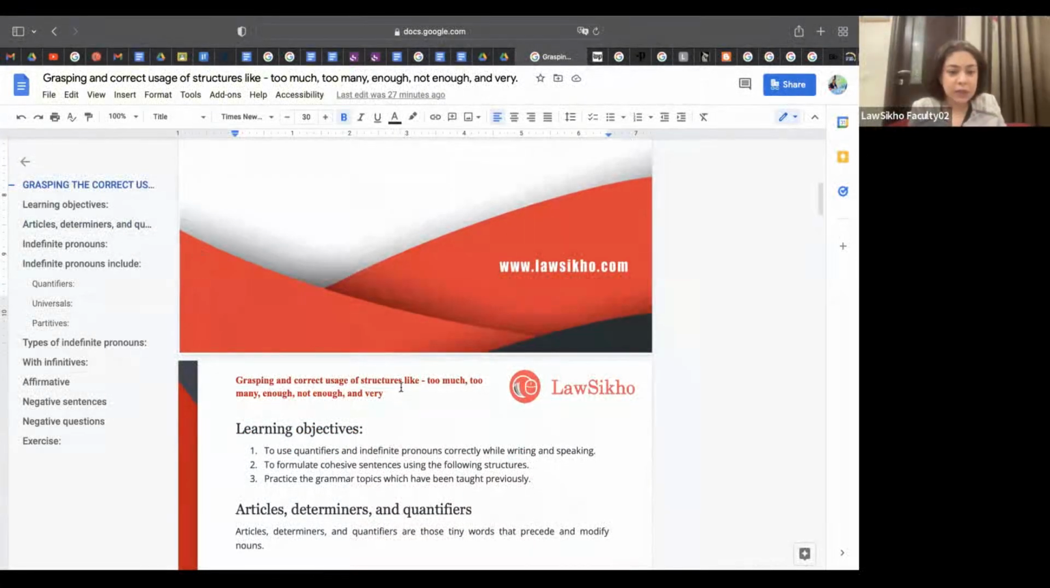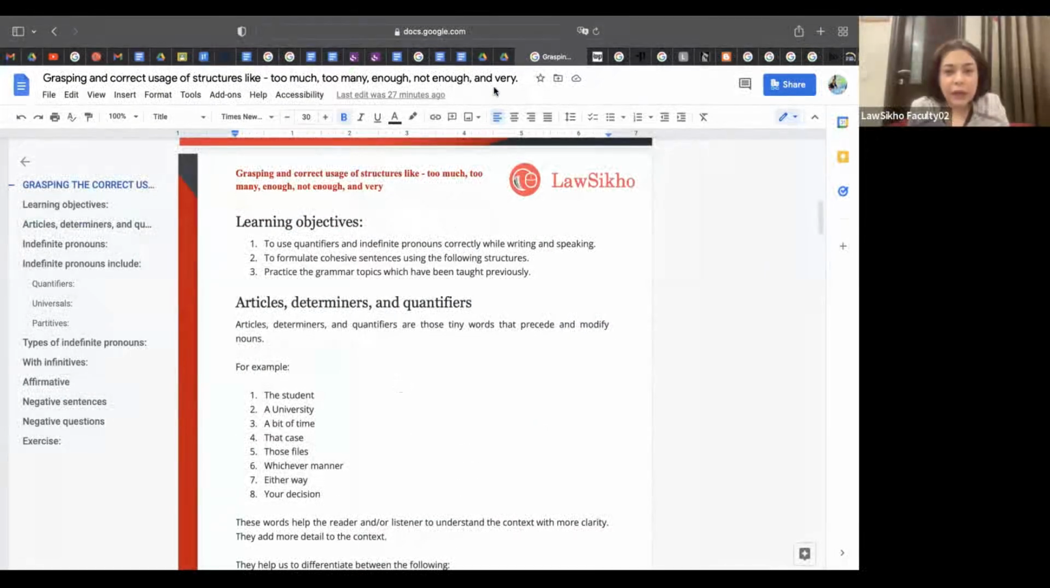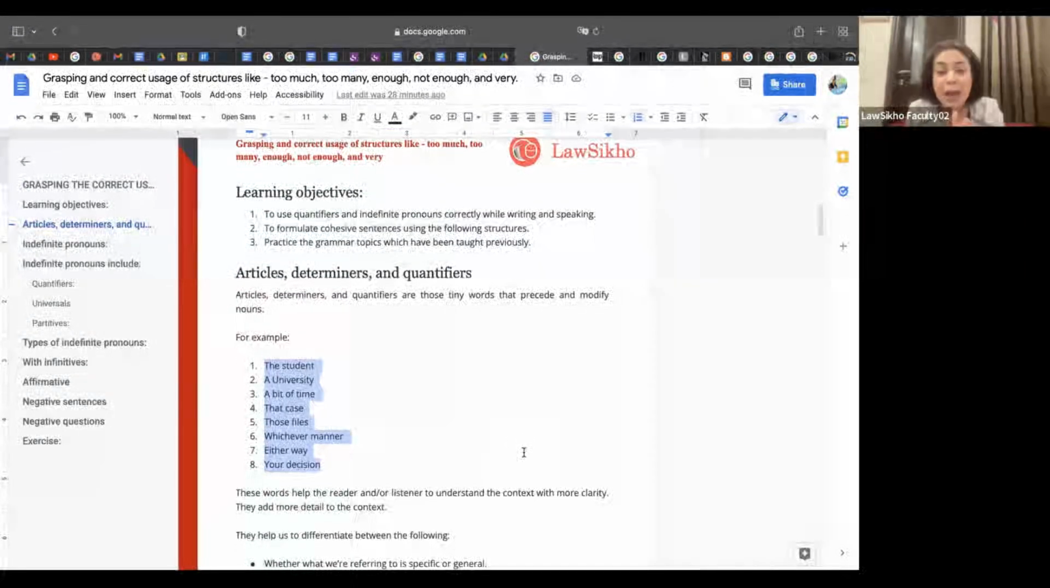A quick question for everyone before we move forward from here. Give me an example of an article, a determiner, and a quantifier. And all of you are also free to take a look at these examples and tell me which noun has been used with an article, which one with a determiner, and which with a quantifier.